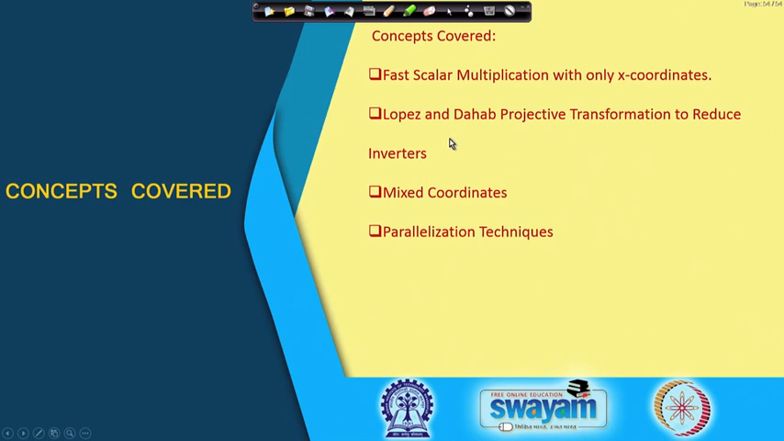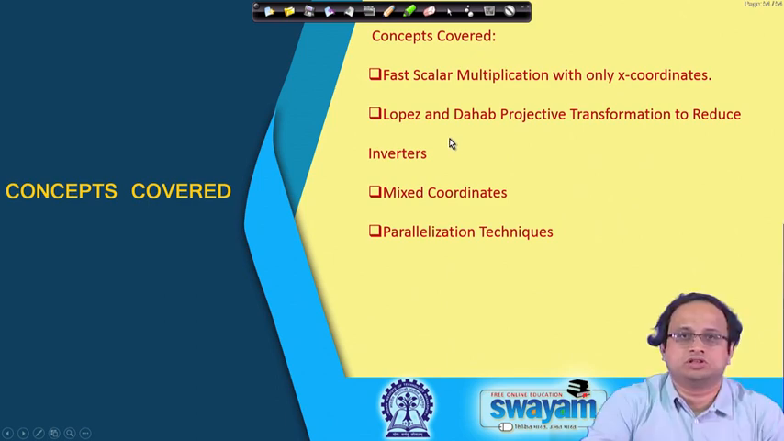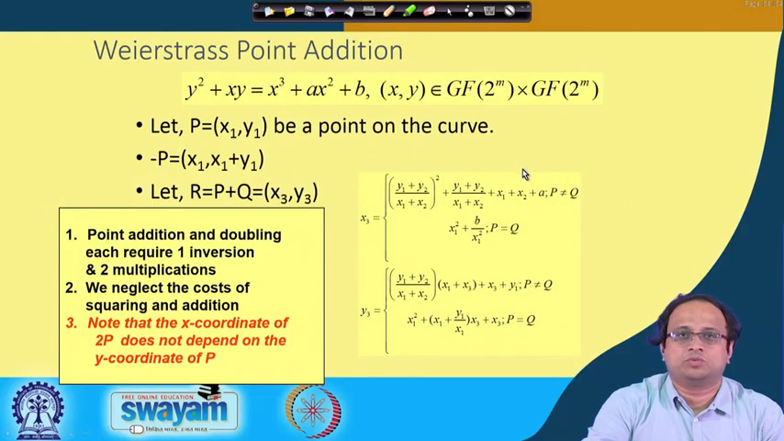We shall be talking about projective transformations to reduce the inversions, which are very costly in terms of computations. We shall be looking into another alternative technique which is also adopted by some designers, called mixed coordinate systems, where one coordinate is kept in projective coordinates, whereas the other one is kept in affine coordinates. And then finally, we shall be trying to talk about parallelization techniques. So, let us see what we can cover.